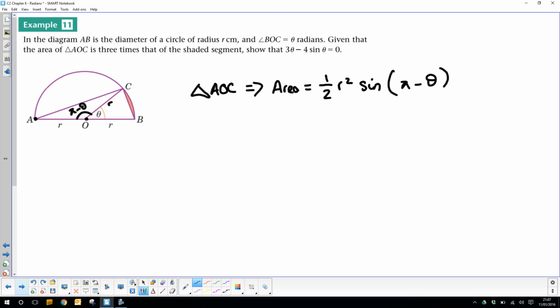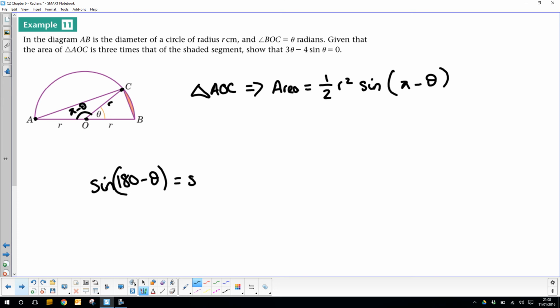Okay, so we started off with AOC, and we found the area would be a half r squared sine (pi minus theta). Now, this is quite critical. Actually, if you think in terms of degrees, sine of (pi minus theta) is like sine of (180 minus theta), and sine of (180 minus theta) is actually equal to sine theta.